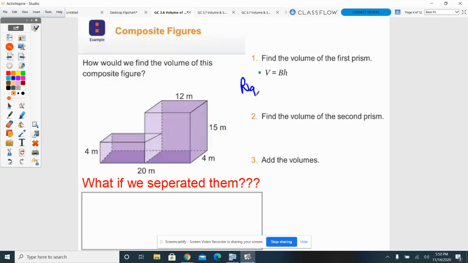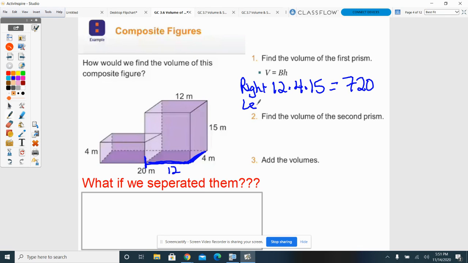We'll call the one on the right the first prism. So we have to do the length times the width times the height. So this times this. Well, it's not 20. Do you see how that's not 20, guys? 20 is the whole bottom. So how much is this? Sometimes if you go to the top, you can get a clue, and it is 12. So it's going to be 12 times 4 times the height, which is 15. So 12 times 4 times 15. I'm just typing in my calculator. So that would be 720 for the one on the right.